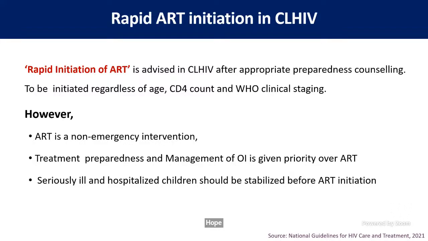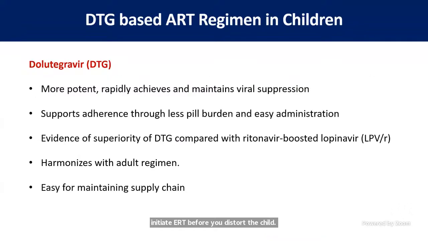However, ART is not an emergency intervention. So ART preparedness and management of opportunistic infection is the priority. It should be done first, and then you have to initiate ART. Any child who is seriously ill or hospitalized should be stabilized before ART initiation. So what we mean by rapid initiation is, you can initiate ART before you discharge the child, whoever is admitted for serious illness or any other conditions.